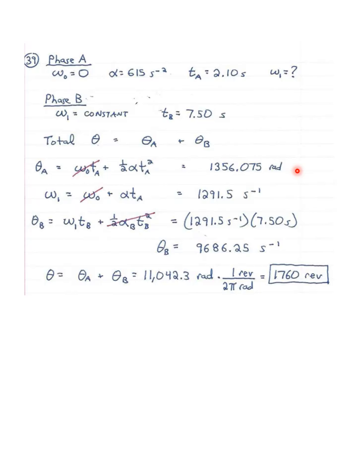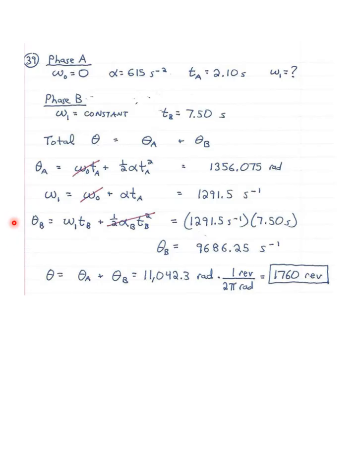For phase B, we're going to need to know what the angular velocity is at the end of phase A. So we'll use this equation. Omega 1 is omega naught, which was 0, plus alpha times the time of A. So by the end of phase A, it has sped up to 1291.5 radians per second. Okay, now we're going to use that information as we assess phase B.